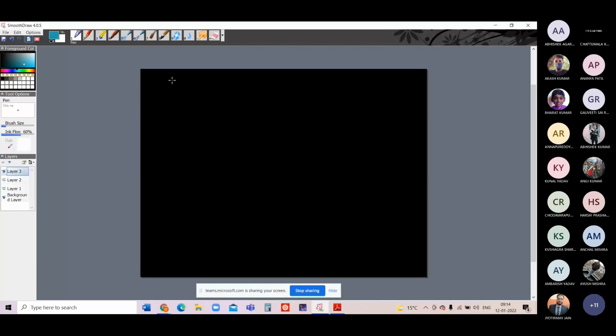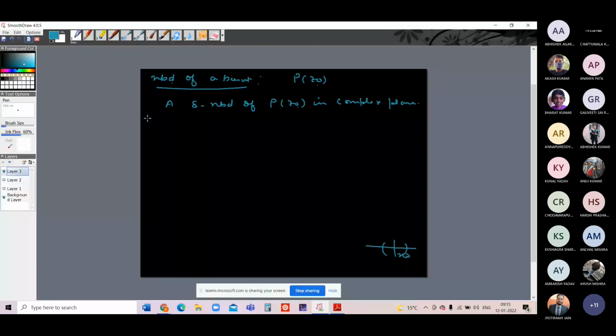Next is neighborhood of a point. In the real line, we studied what a neighborhood is: there was a point x0, and its neighborhood was an open interval. Similarly, here an open disk will form the neighborhood of a point. So neighborhood of a point. Say that P is a point in the complex plane. So a delta neighborhood of this point z0 in the complex plane is the set of all points z that lie in an open disk.